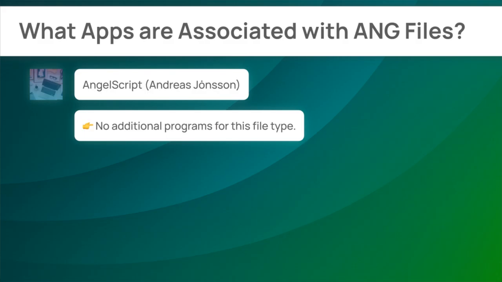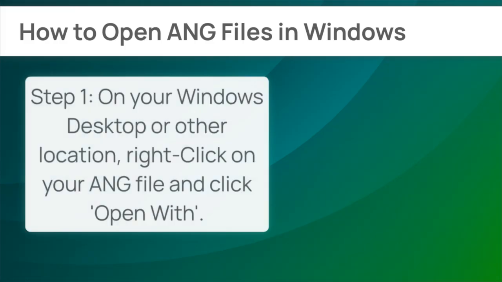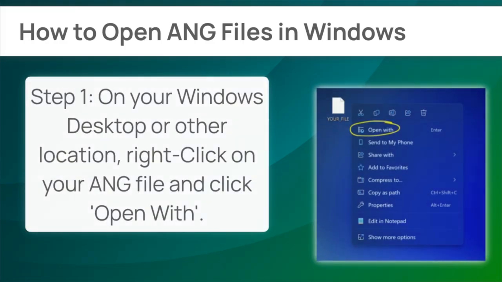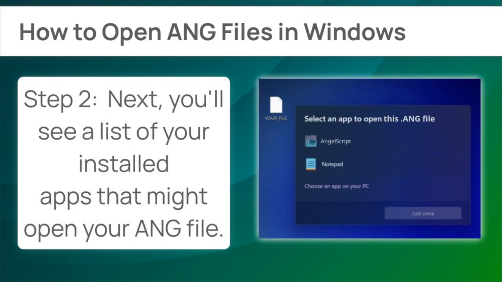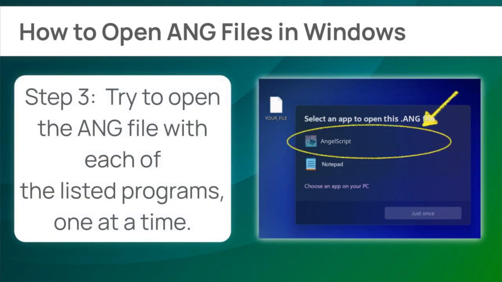The file requires specific permissions and handlers that Windows does not easily configure. Windows cannot run the script instructions, so actual execution depends on a suitable engine. Let's check which applications associate the file. Right-click your ANG file and click Open With. Test with AngelScript if available. If not, just choose another program from the installed list and see if it works.